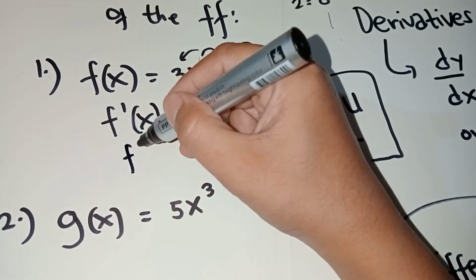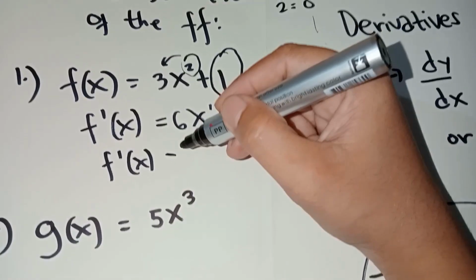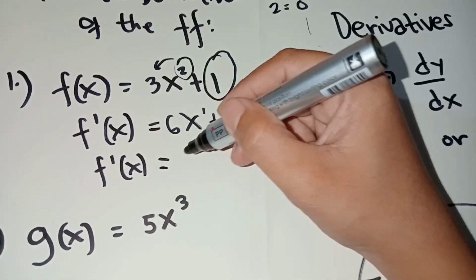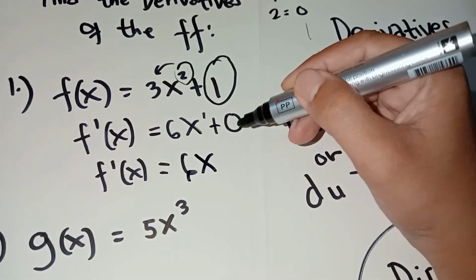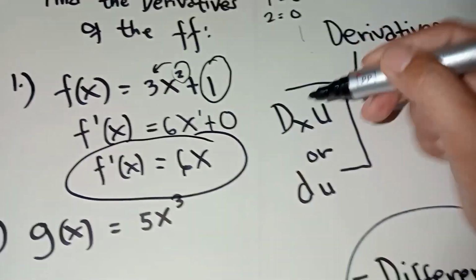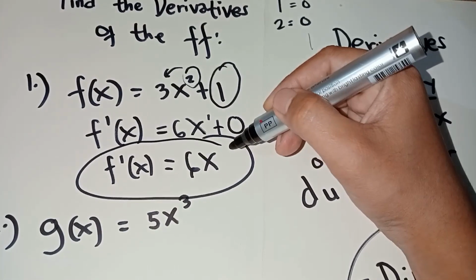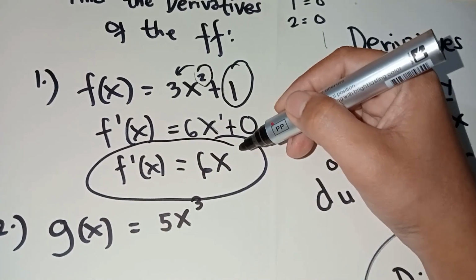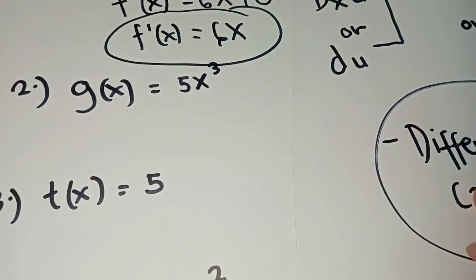So our final answer, we have the derivative of f of x equals 6x. We do not copy the 0. This is our final answer. We will not copy the exponent 1 because when you see an x alone, there is an imaginary 1 as its exponent. Okay? Understood. This time, we will have our second example.